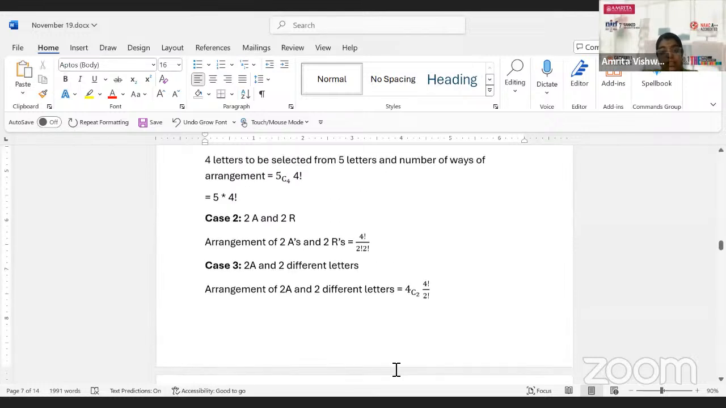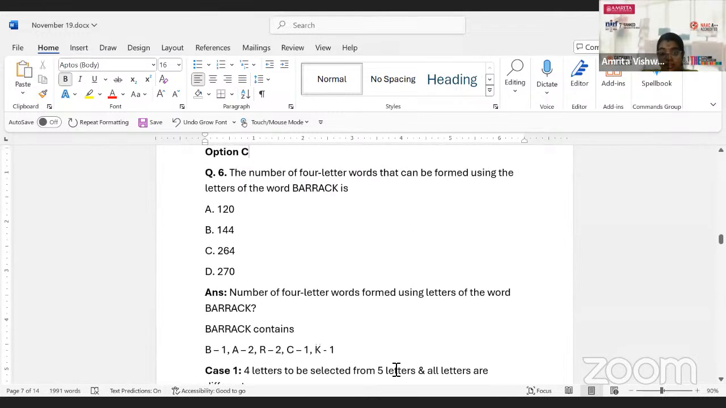Now you need to consider the different combinations here. It's a general question where they have not given any criteria or conditions: the number of 4-letter words that can be formed using the letters of the word paragraph. If they are saying you can use this many times or you have this restriction, then you have to consider that one.